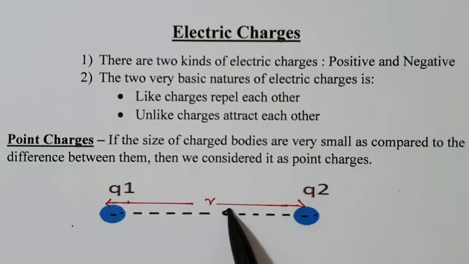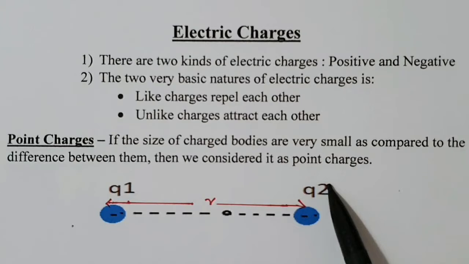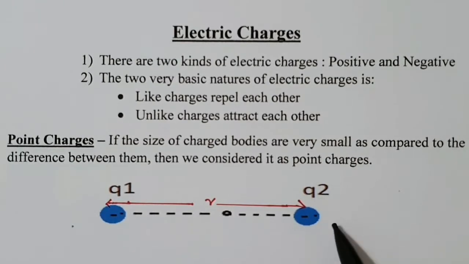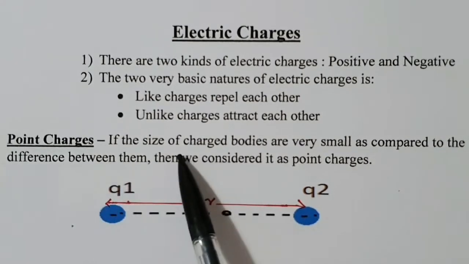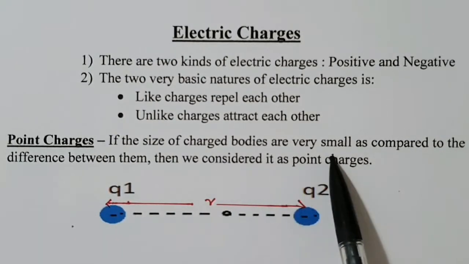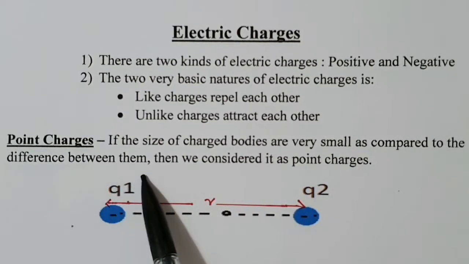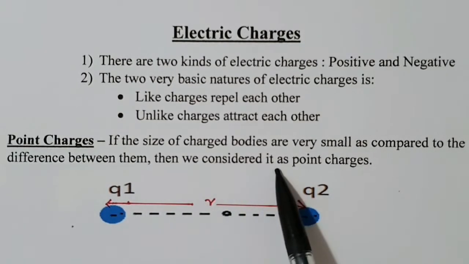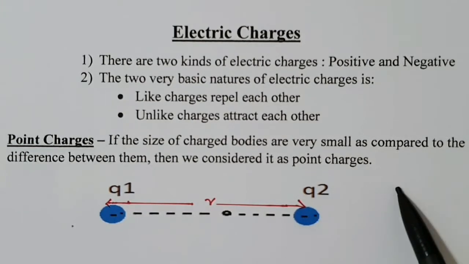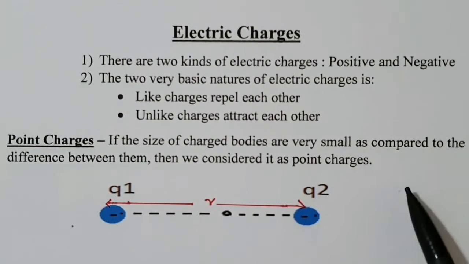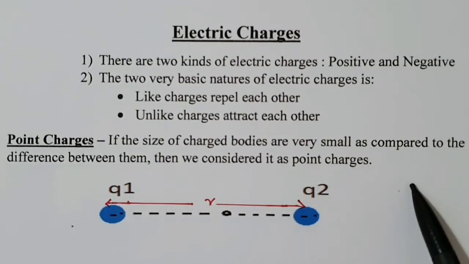In today's lecture, we will discuss some other important properties of electric charges. Before that, we need to understand what a point charge means. If the size of the charged bodies is very small as compared to the distance between them, then we consider them as point charges. It is just like when we see a star from the earth. It looks like a point object in space, right?